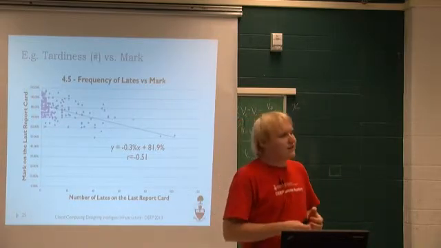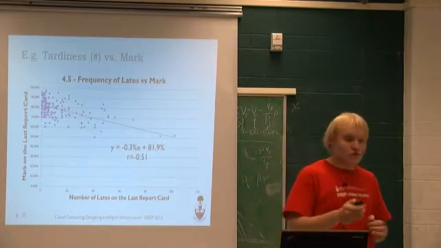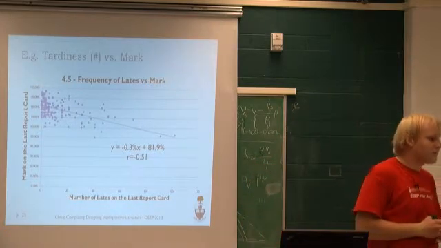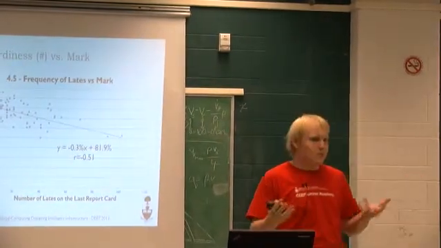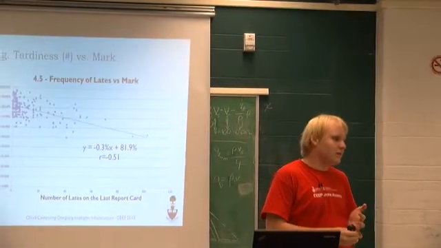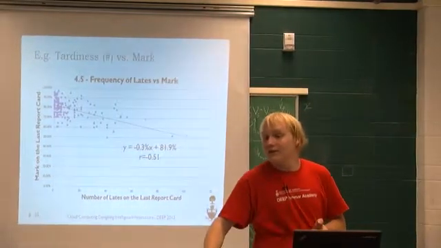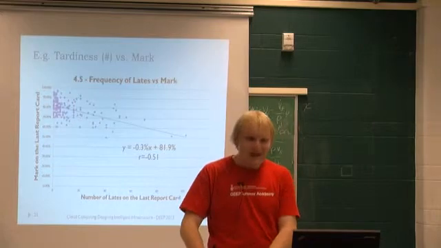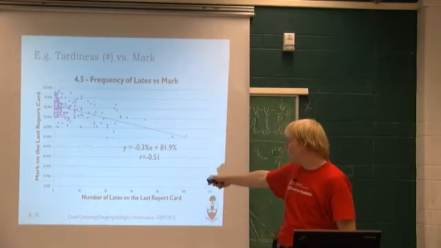Now, what does the trend line tell us? Solomon? What does the trend line in this graph tell us? It shows a negative correlation. Right. And that makes sense, right? If you're late more often, you're probably going to get lower marks. Yes? It has a negative R value. Right, exactly. So since it is a negative correlation, our R value is negative.